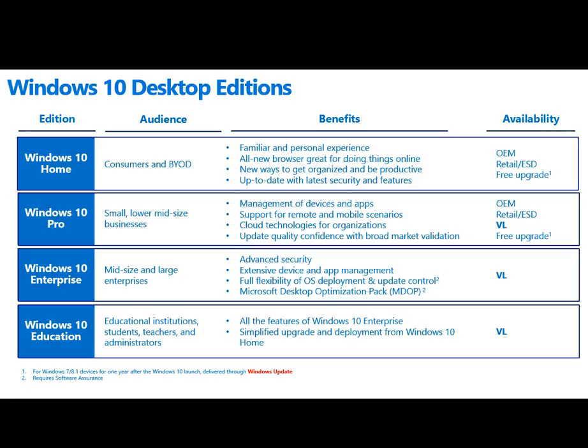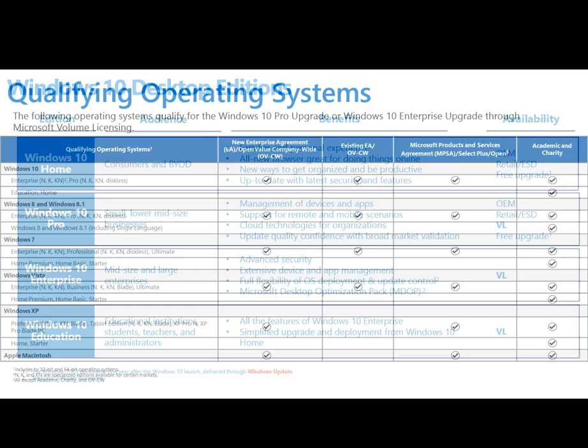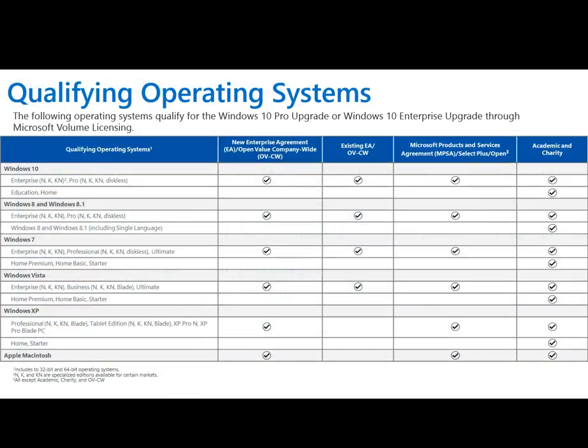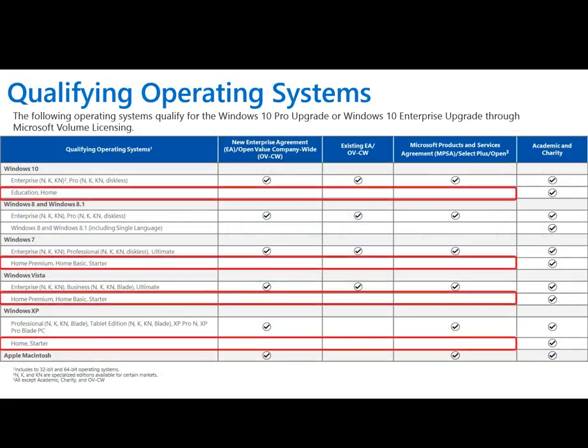And same thing, before you can upgrade using Volume, let's say Volume to Professional Edition, Enterprise, or Education, you need to have a qualifying operating system. Same thing with Windows 8.1. So you must have at least a Professional or Enterprise Edition. If you're using Home Edition or Starter Edition, you cannot upgrade using Volume.